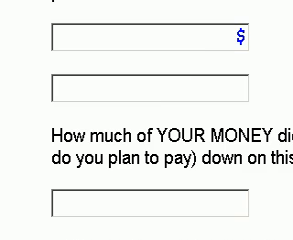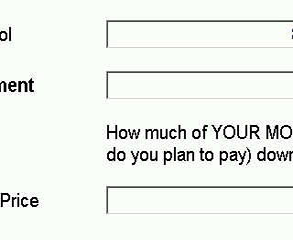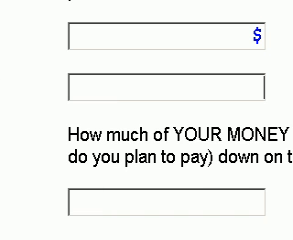Now, the next question that's asked is your total down payment. What this is asking is how much of your money are you investing into this property. For this example, we're going to use $15,000. Okay? So we'll just leave that there. That means that we're putting $15,000 cash down and basically borrowing the rest from wherever.